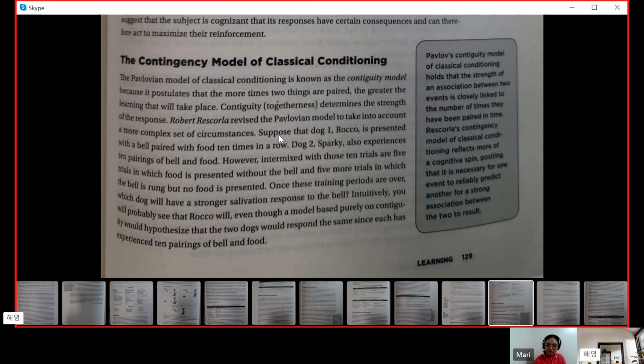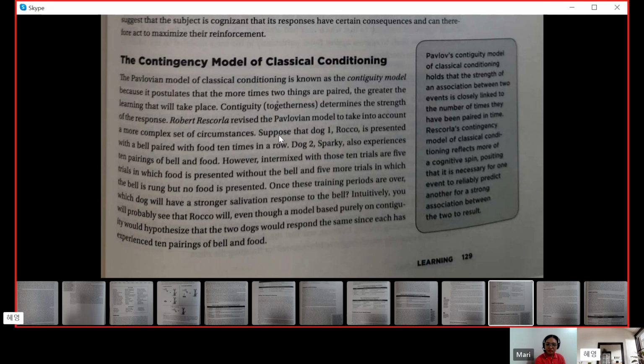Suppose that dog 1, Lucky, is presented with a bell paired with food 10 times in a row. Dog 2, Sparky, also experiences 10 pairings of bell and food. However, intermixed with those 10 trials are 5 trials in which food is presented without the bell and 5 more trials in which the bell is rung but no food is presented. Once these training periods are over, which dog will have a stronger salivation response to the bell?